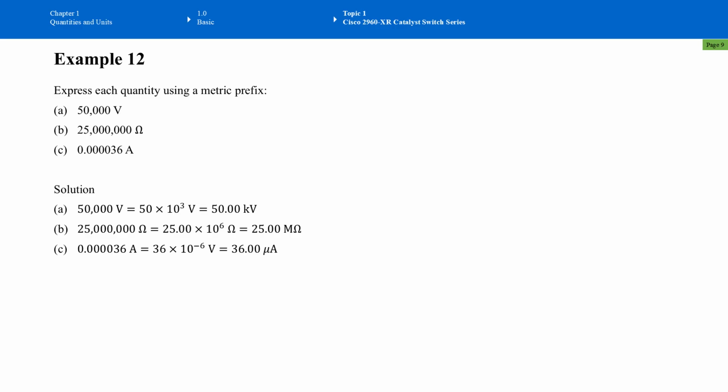The last question is 0.000036 amps. First, we convert the number portion to engineering notation. We move the decimal point to the right 6 times. So the number is 36 times 10 to the minus 6 amps. And then we replace the 10 to the minus 6 by the corresponding prefix. That is micro. A micro is 10 to the minus 6. So after replacement, we get 36.00, I keep 2 decimal digits, and microamperes.